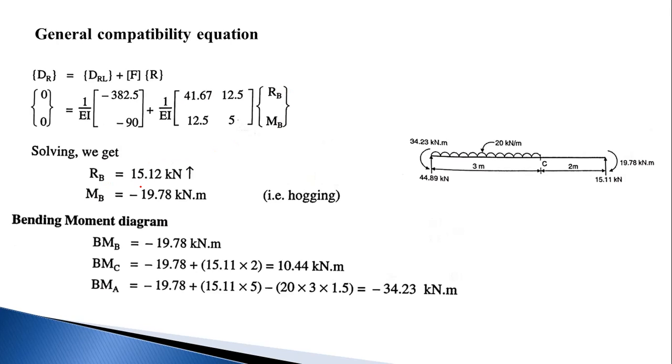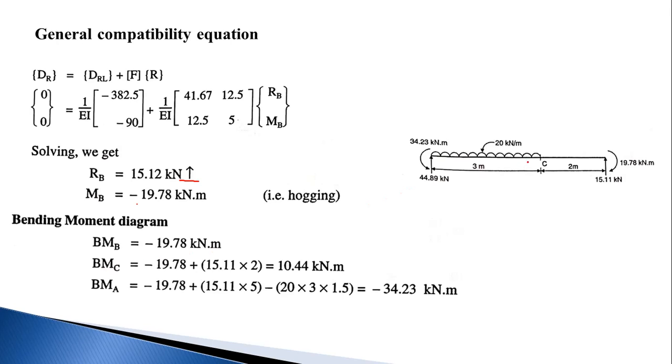We get RB is equal to 15.12 kilonewton in the upward direction and MB is minus 12.78, that is hogging, meaning negative. Then by using this RB and MB, we calculate the bending moment values. So already we know the bending moment at B is minus 19.78 kilonewton meter.